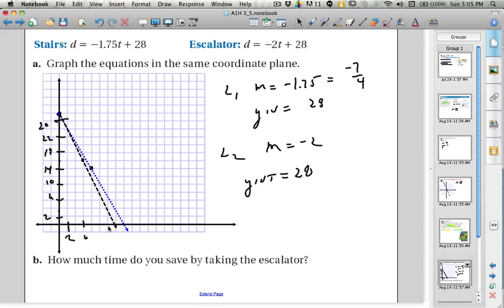The difference here, this is time, 2, 4, 6, 8, 10, 12, 14. It takes 14 seconds to use the escalator, and it takes 16 seconds, right? This is 16, 0, and this is 14, 0. So I saved 2 seconds by taking the escalator. Okay, and at any given moment, this space between the lines represents the difference in how much time it has taken me to travel a certain distance.